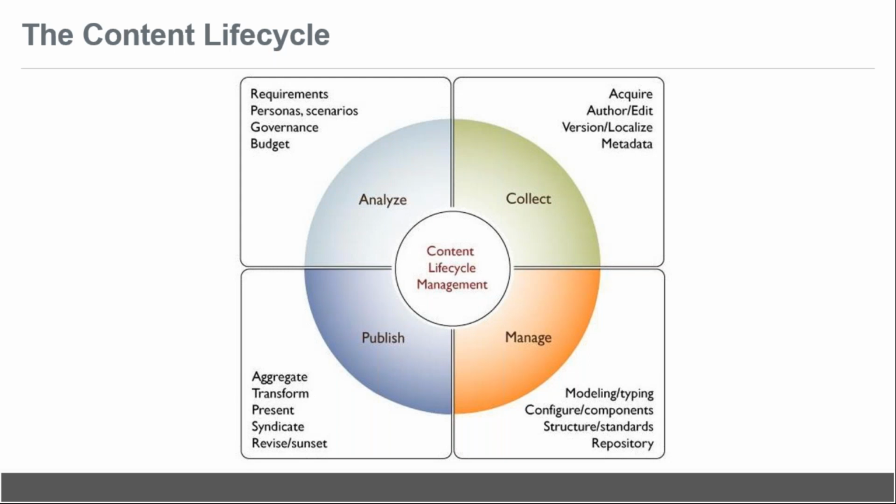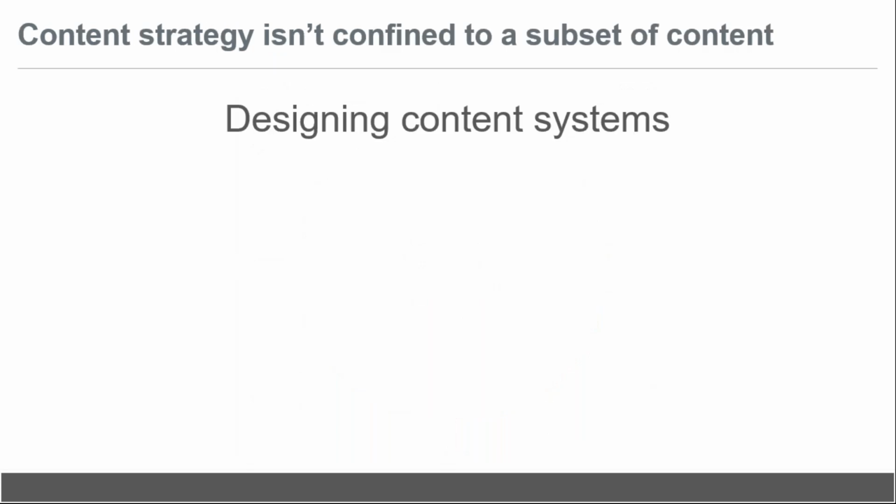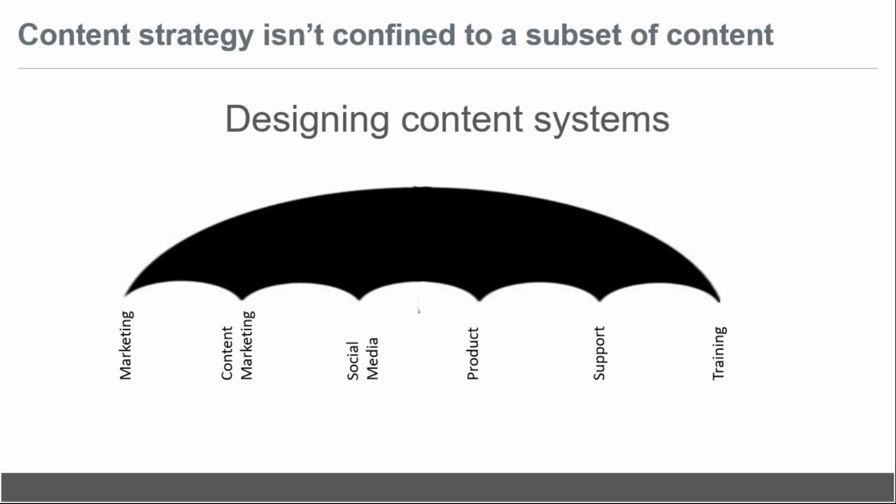Now, content strategy, excuse me, isn't defined by a subset of content. So you'll hear people say, I'm doing content marketing, so it's a content strategy. It's a content marketing strategy, and it's a subset of the bigger content strategy. So if I think about content strategy, it's designing a content system. And if you think about it, you've got lots of subsystems that you could have, which are very important, but they're not the whole thing.